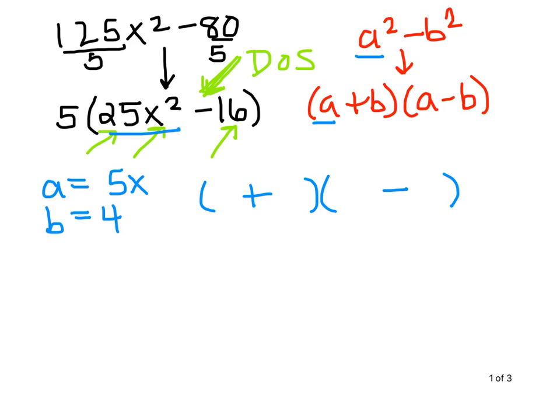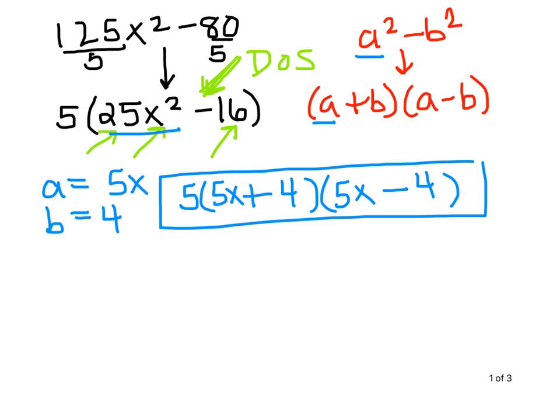So we have a plus b, and then a minus b. And then don't forget we factored out that 5, so that has to stay in our final answer. Okay? And so that is the answer for number 17.